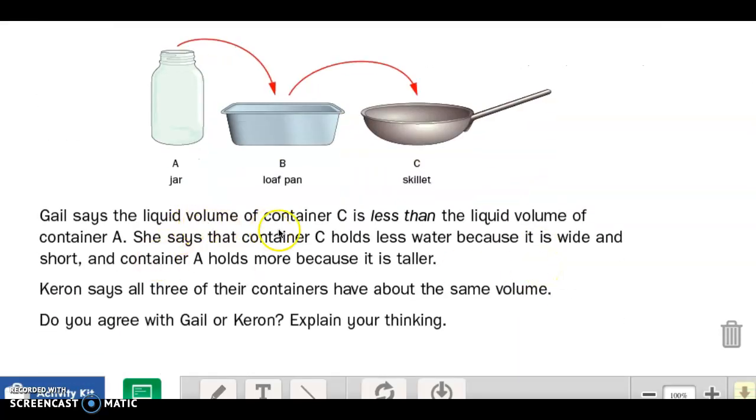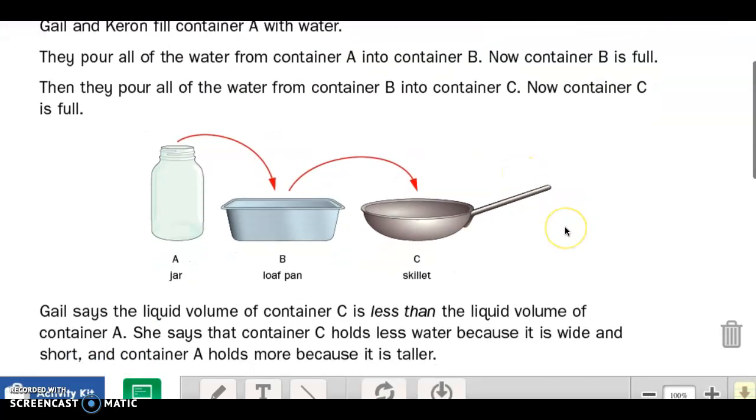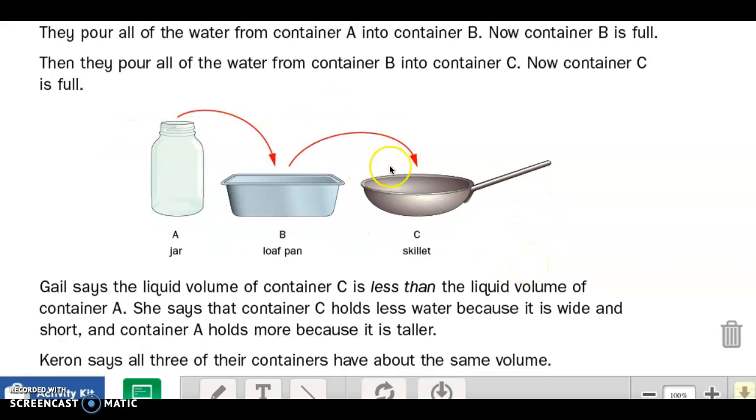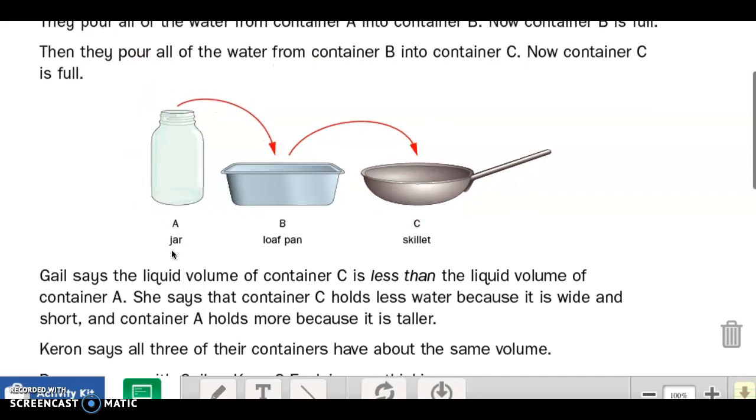Gail says the liquid volume of container C is less than the liquid volume of container A. She says that container C holds the least water because it is wide and short, and container A holds more water because it's taller. Kieran says all three of the containers have about the same volume. Do you agree with Gail or Kieran? Explain your answer. So think about it. Gail thinks that this one holds less water than A because it's shorter and wider, and she thinks that this one's taller, so it holds more. But Kieran thinks they all hold about the same water. What do you think? If you're near someone, share your idea with them.